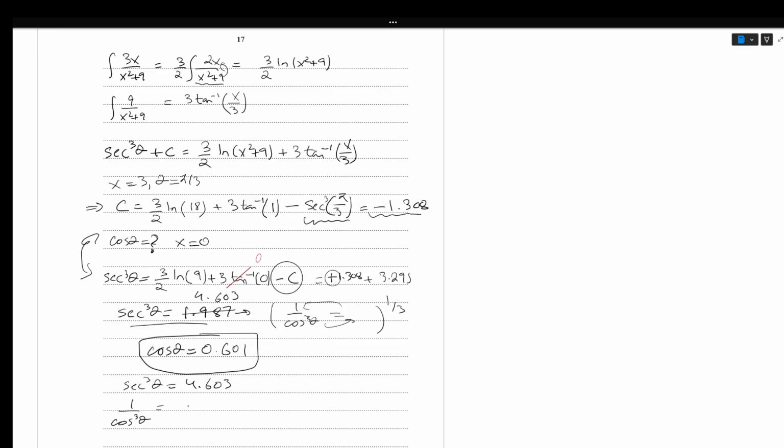So 1/cos cube is 4.603, implying cos cube is 1/4.603. Cos theta is 1/4.603 की power 1/3, and that must be the answer, जो मैंने पहले निकाला था, 4.603 की power 1/3, yeah, 0.601. And this is all for this paper. Thank you.